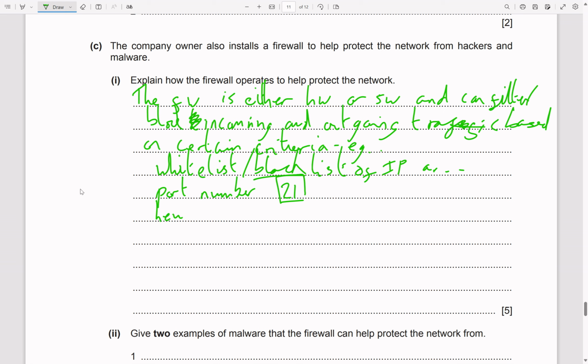Again, we can also mention something like heuristics. So, for example, if an IP is sending huge amounts of traffic, sending or receiving large amounts of traffic.